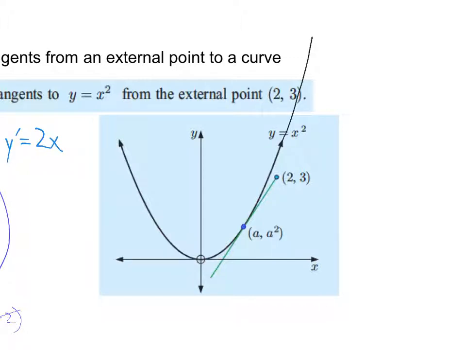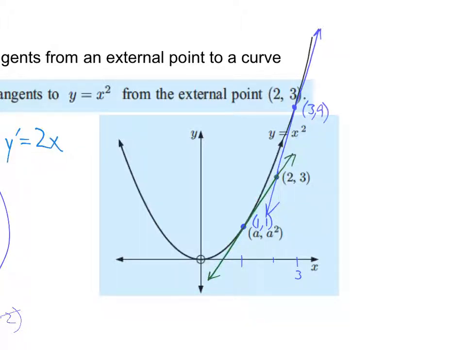We have the point 1, and then 1 squared is 1, so there's 1, 1. But we also have the point 3, 9. Just because they only drew that side, there's also another tangent up here. So there's 2 different places, 2 different lines that are tangent to the curve and go through the point 2, 3.